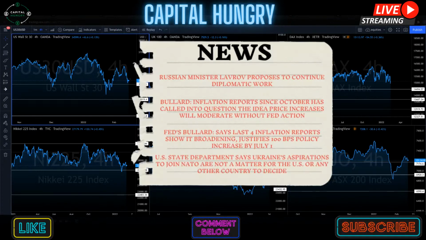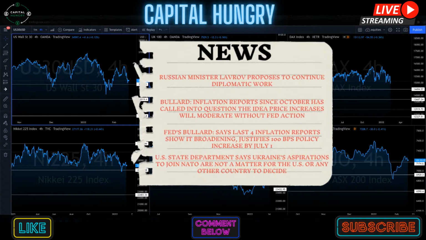In terms of some news headlines that complement what I'm talking about, these are some headlines through the New York trading session that impacted the markets. So we had some market fear, but when Russia Minister Lavrov proposed to continue diplomatic work instead of just taking an aggressive military approach, this brought some more optimism towards the Russia and Ukraine tensions. Okay? What we also had was Federal Reserve speakers, Fed Bullard, discussing inflation and also talking about interest rate hikes.